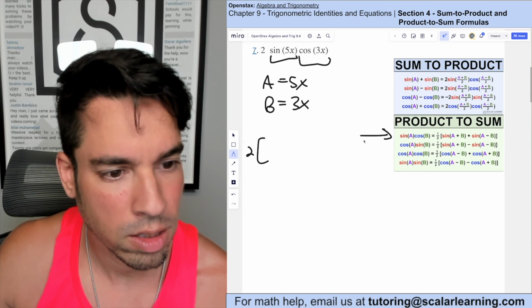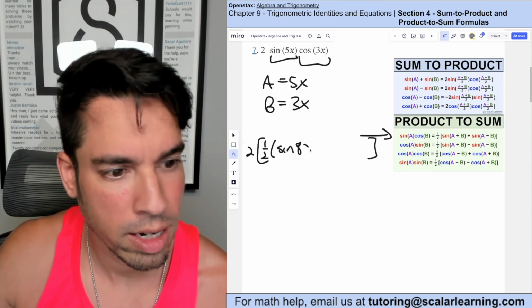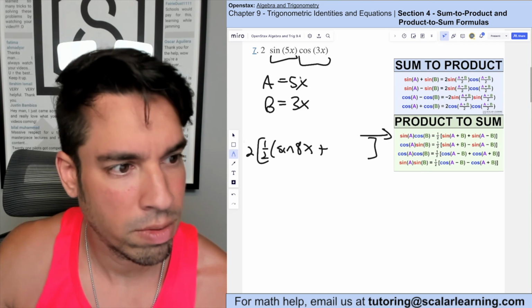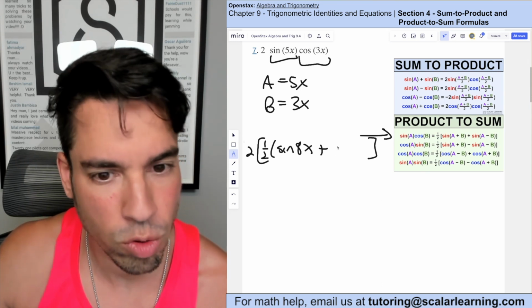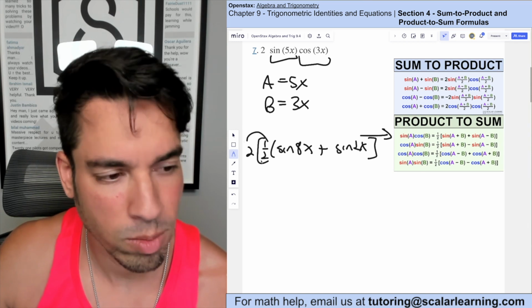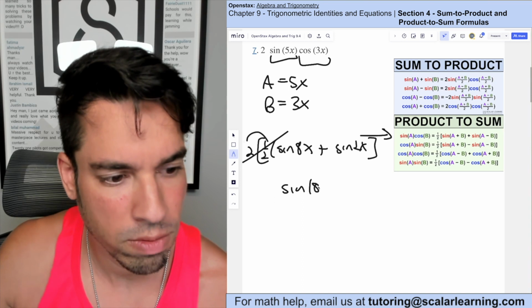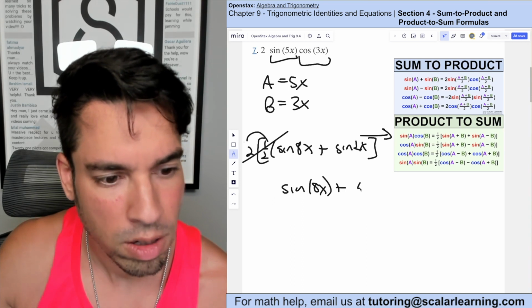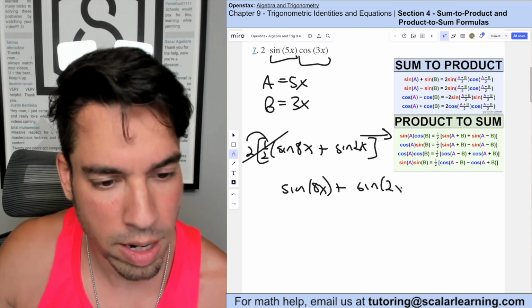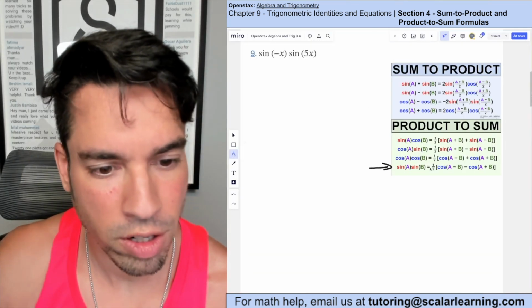Then we've got 1/2 sine of A plus B, which is 8x, plus sine of A minus B, which is 2x, so that's sine of 2x. And then if we distribute the 2 in, 2 times 1/2 is just 1. So our final answer is sine of 8x plus sine of 2x. That's how you do it. Done. For this one, we have sine, which is down here, so we're going to apply that.